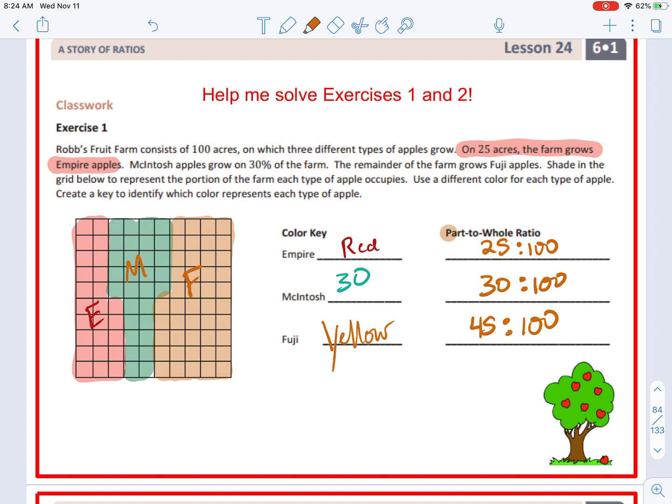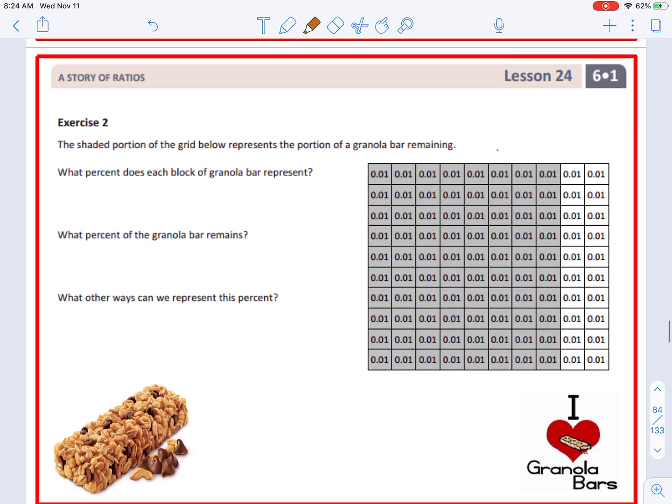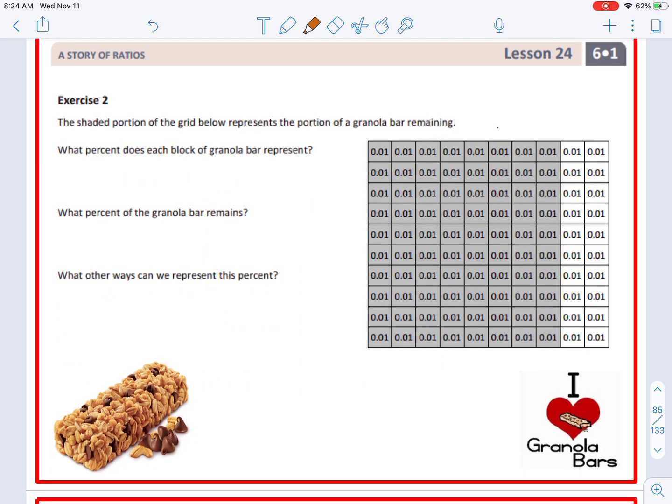And realize that the part to whole means whatever part you're dealing with. In this case, it was Empire, McIntosh, and Fuji apples. And the whole is how many total boxes there are. In this case, there's 100 because it's a 10 by 10 grid. And percentage is out of 100. Okay, let's move on to exercise 2.